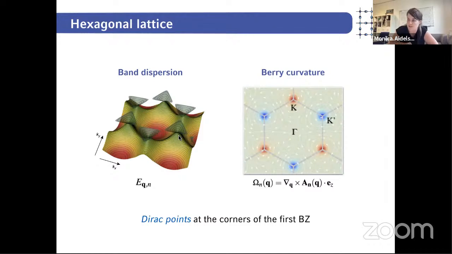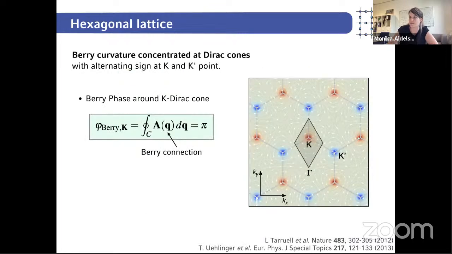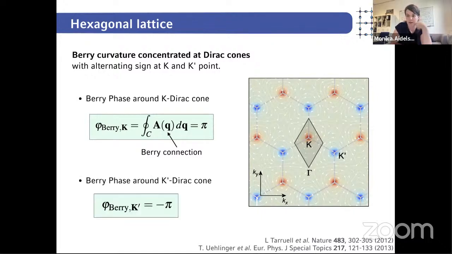Okay, so at these points, we have this highly concentrated Berry curvature, which are delta peaks. And we can calculate the Berry phase or the geometric phase around one of these Dirac points. And this will give us this very characteristic value of the Berry flux that is equal to pi. And this actually changes sign between the K and K prime points. So if we were to evaluate the same integral around the K prime point, we get minus pi.